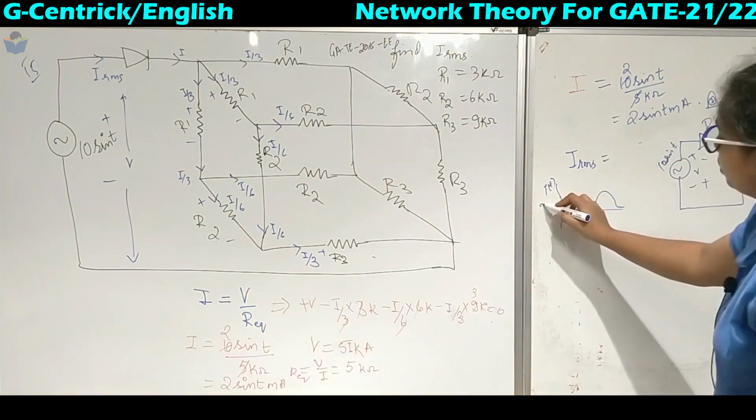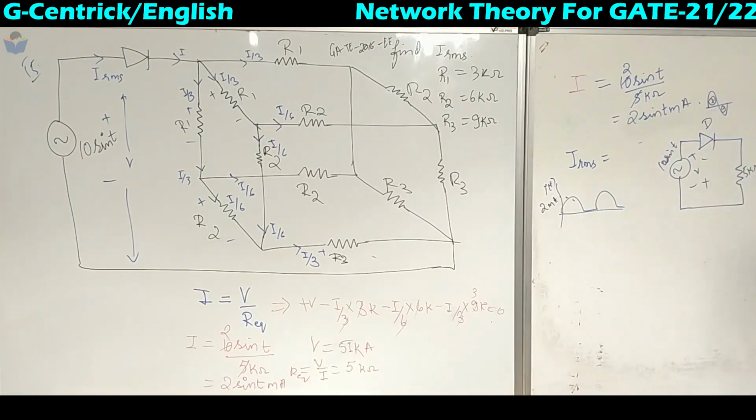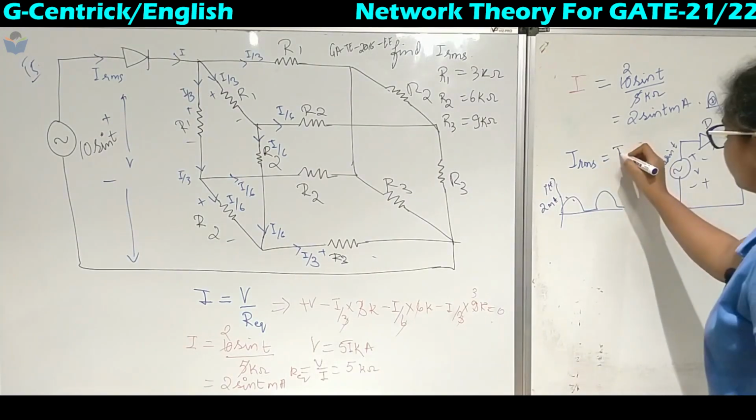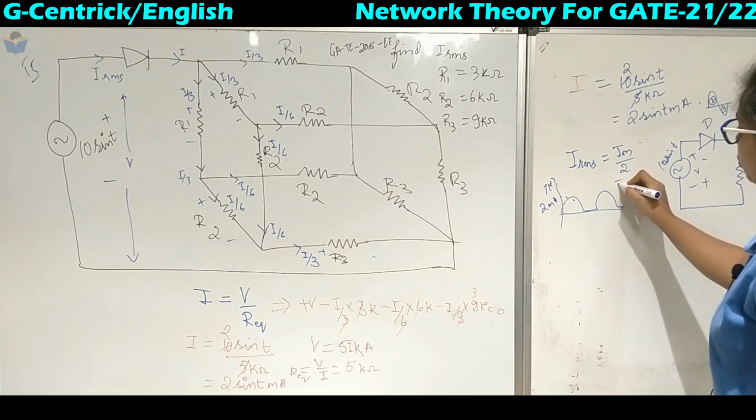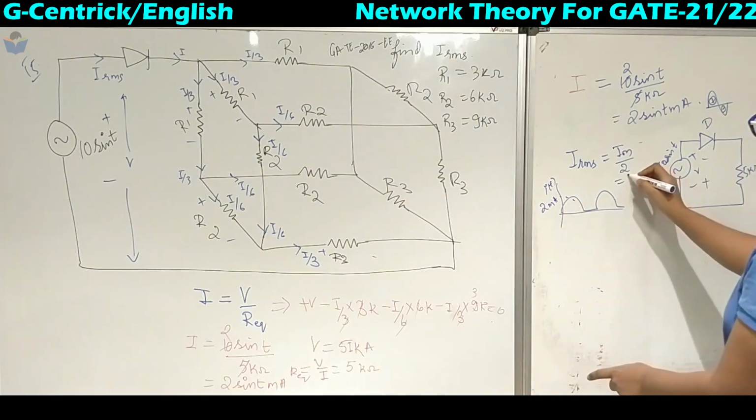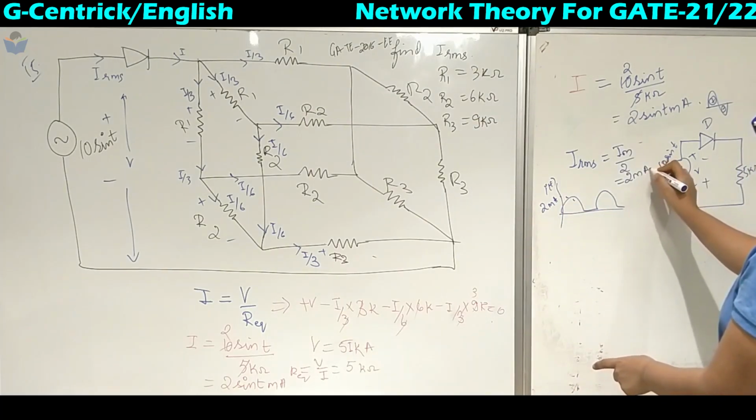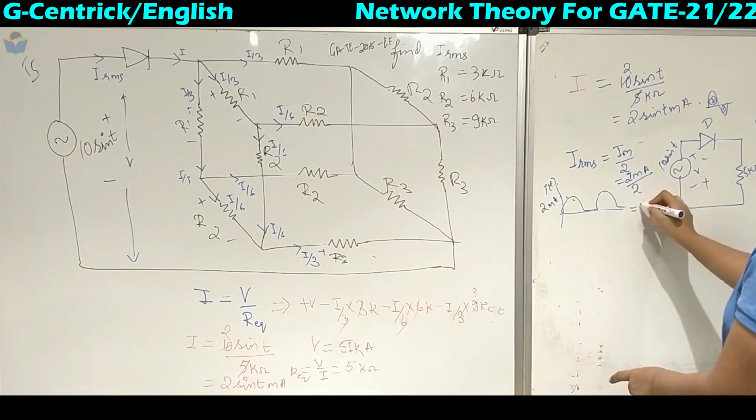2 milliamperes. Okay, so now we know that IRMS of a half wave rectifier is nothing but Im upon 2. So this is 2, which means here also we have 2 milliamperes upon 2. So what will you get?